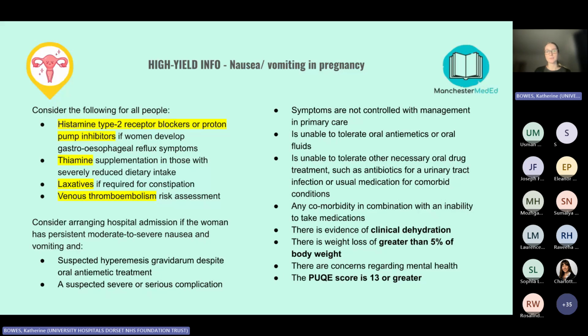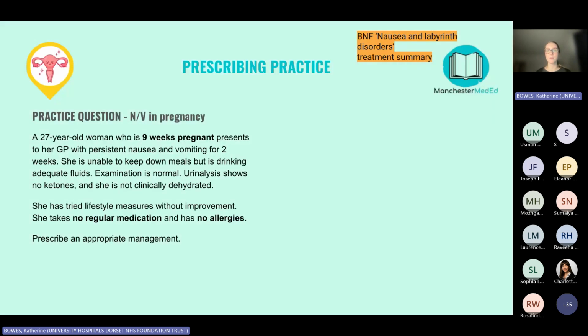Okay, so let's keep going. So prescribing practice for this. So the treatment summary I recommend is nausea and labyrinth disorders, and there should be a section on pregnancy within that, if I remember correctly. So give it a go and just like the message when you're done.